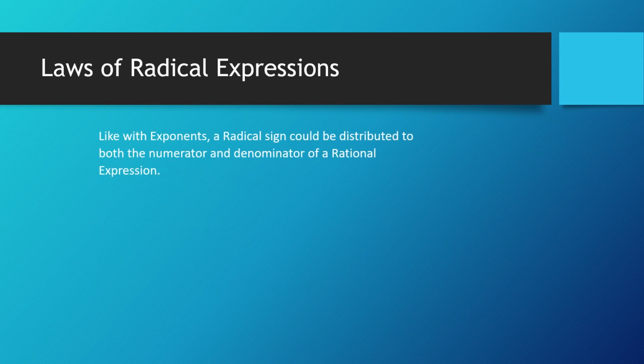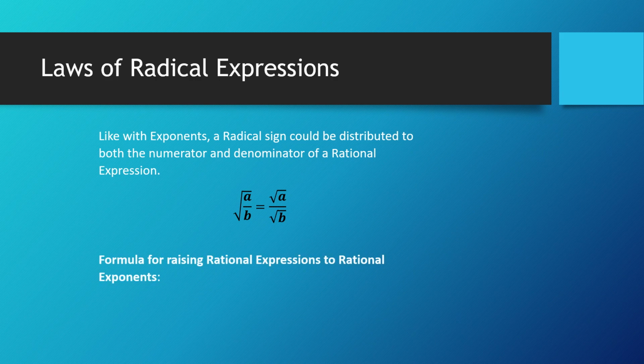Like with exponents, a radical sign could be distributed to both the numerator and denominator of a rational expression. A rational expression is just a fancy way of saying a fraction. So the square root of a over b is equal to the square root of a over the square root of b. The same rule would apply if we were raising it to an integer power, as well as if we rewrote the square root to be the 1/2 power applied to both the numerator and the denominator. Another formula that shows this is below.